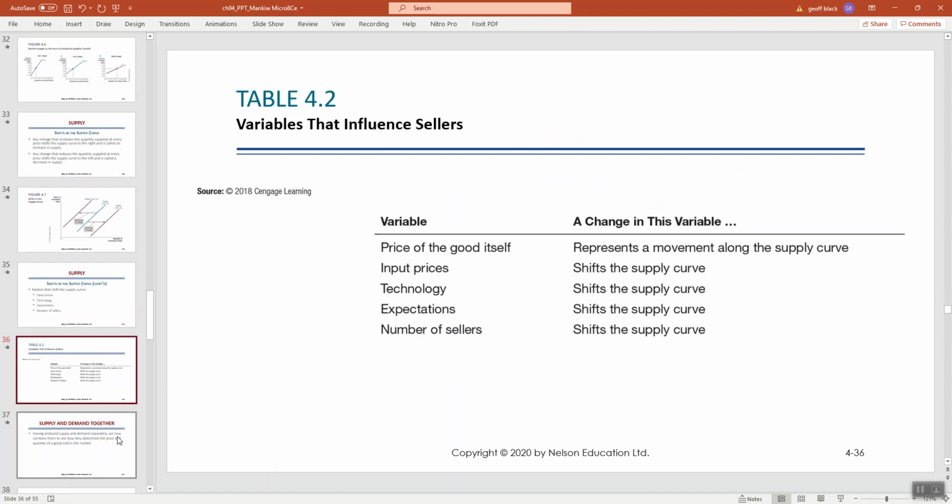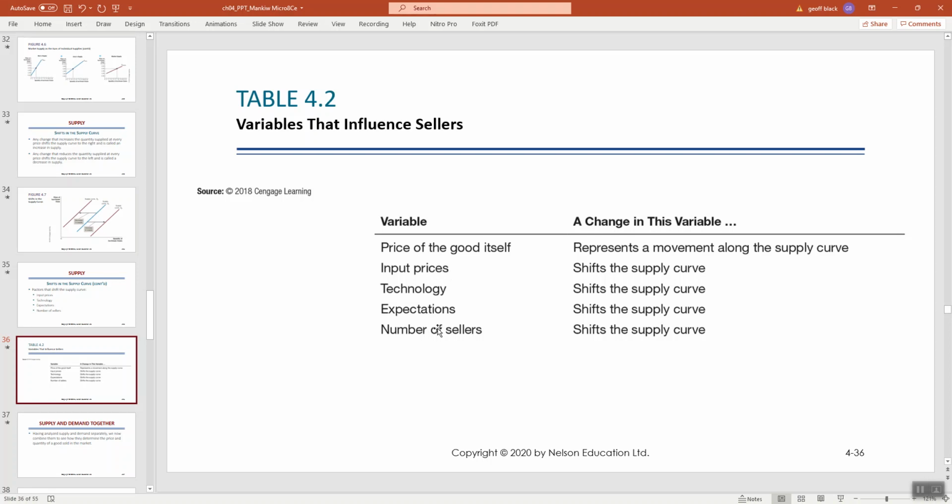All right, where are we at here? So this is just another nice reference page. If it's just a price change, that's just movement along the curve, right? If the price of ice cream goes up, then yeah, the quantity supplied is going to increase, because sellers are making more money. So that's just a movement along the curve, but then these would be shifts.